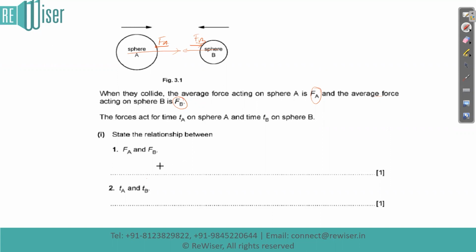Now, state the relation between Fa and Fb. Applying Newton's third law here, if you consider this is action, this will be its reaction. That means I can write Fa is minus Fb. Their magnitudes are equal and they are in opposite directions. Equal and opposite, that's it. I'll write this relation here: Fa is equal to minus Fb.